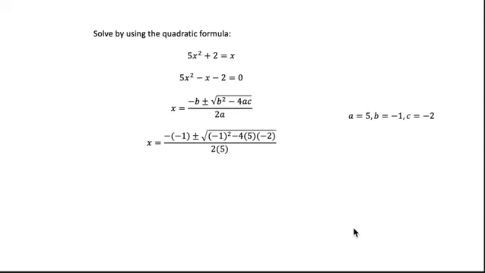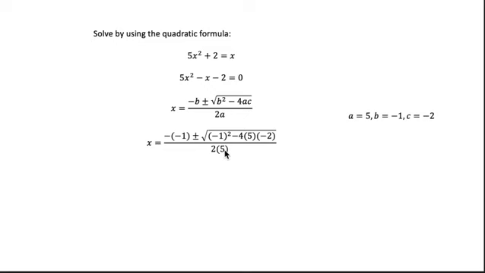So when I plug that in the formula, I have minus negative 1 plus or minus the square root of negative 1 squared. Notice that I have a negative 1 in parentheses. If you're doing this in your calculator, make sure you have a negative 1 in parentheses. Minus 4 times 5, which is a, times c, which is negative 2, and that's all over 2 times 5, 2 times a.